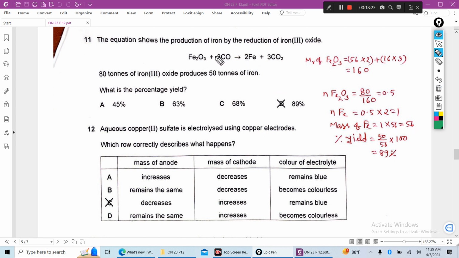First you calculate the relative molecular mass of iron(III) oxide, then you find the moles of iron(III) oxide, mass divided by molecular mass. After that you find the moles of iron: this is 1, this is 2 mole, double. So moles of iron is number of moles times 2, 1 mole. Now the mass of iron is number of moles times Mr of iron, 56. Percentage yield is 50 divided by 56 times 100, 89%.